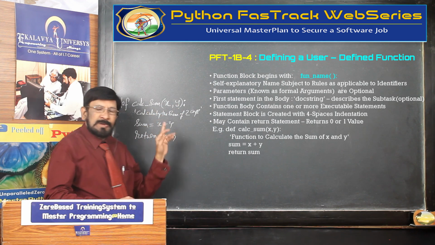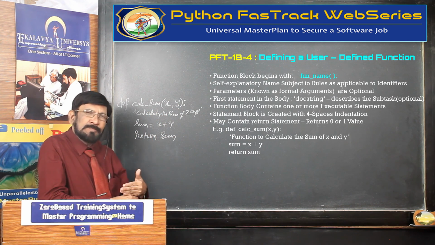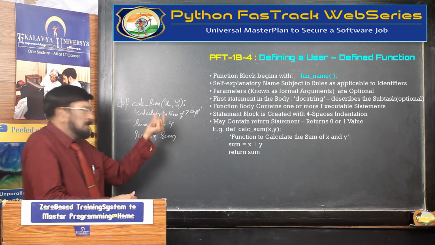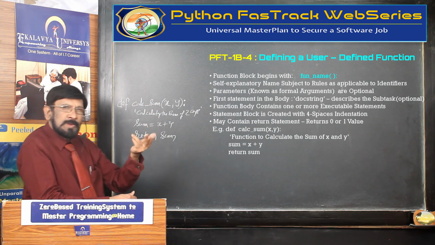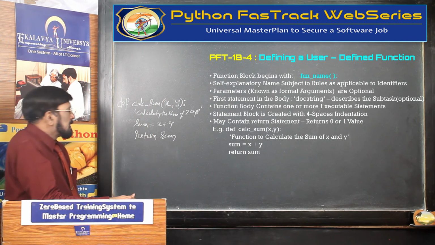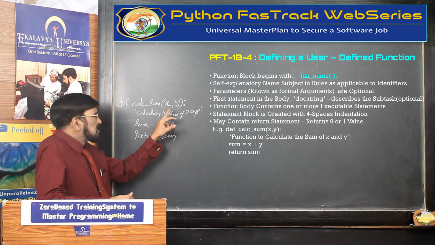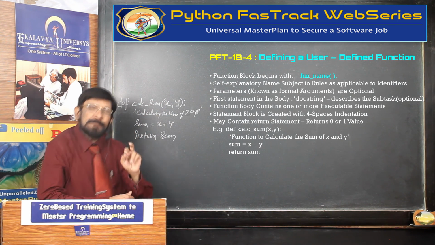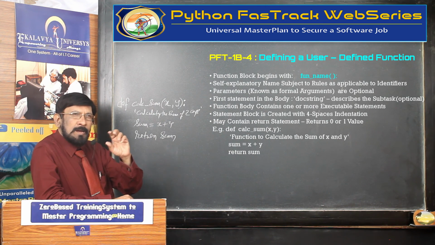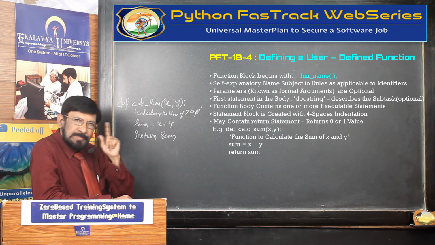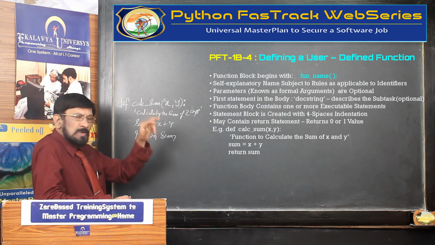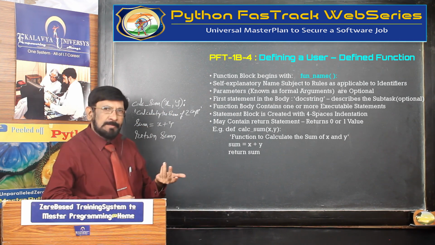Thereafter these are optional. Some functions may take arguments, some functions do not. In this case, in order to find a sum, we require a minimum of two arguments, x, y. We need not declare them, just simply write. These are called formal arguments or parameters. Always remember, sometimes multiple names are there and you are confused. That's why always remember, these are known as formal arguments or parameters.